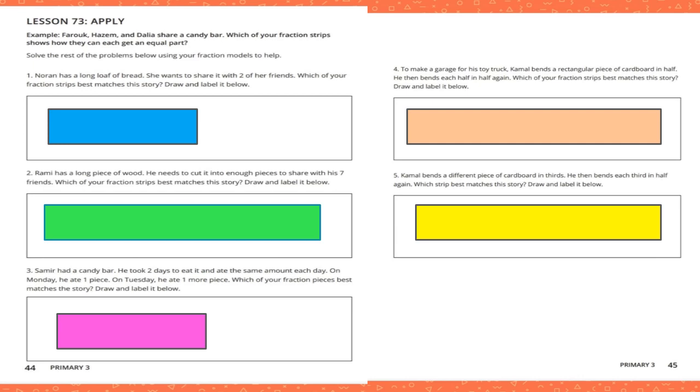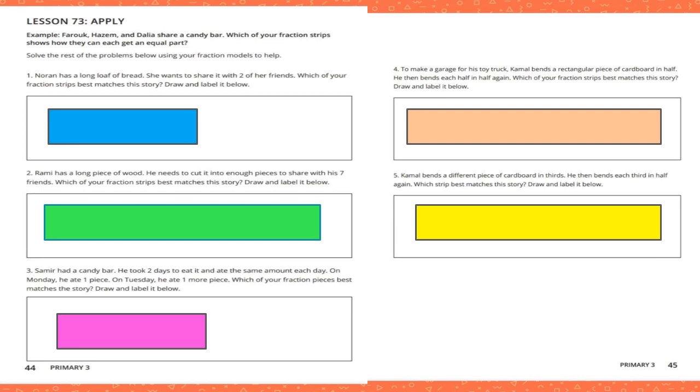She wants to share it with 2 of her friends. Focus here. We have just one long loaf like this. She wants to share it with what? 2 of her friends. So we have Nuran and the 2 friends. We will cut it between Nuran and 2 friends.